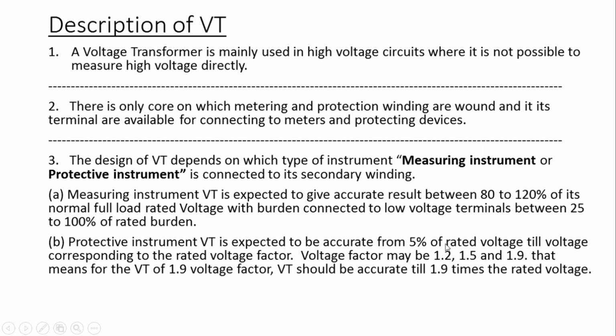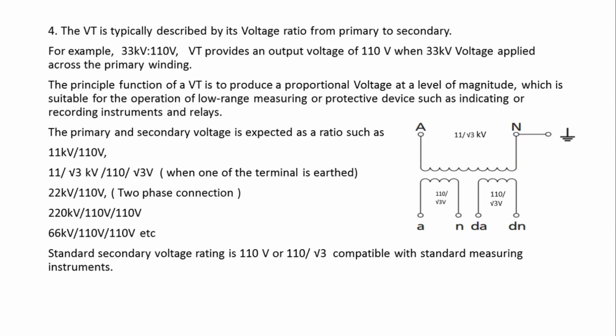A protective instrument VT is expected to be accurate from 5% of rated voltage till the voltage corresponding to the rated voltage factor. The voltage factor may be 1.2, 1.5 and 1.9. That means for a VT of 1.9 voltage factor, the VT should be accurate till 1.9 times the rated voltage. Let's proceed further.